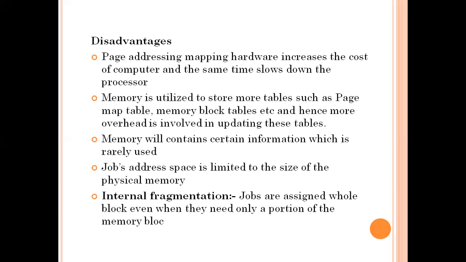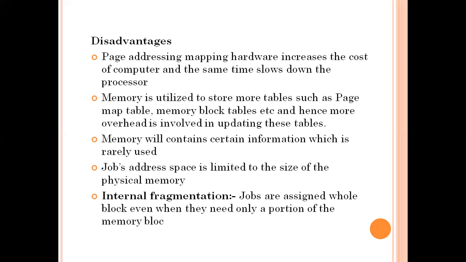One is that it requires more tables. We require a page map table, a memory block table, etc. After dividing the program into pages and the memory into blocks, we need to do some mapping to load a particular page into a particular block. That mapping hardware increases the cost of the computer. So in any computer where you want to implement paging, the cost is more. At the same time, it slows down the processor because first you have to do the mapping, and only after that the execution starts.